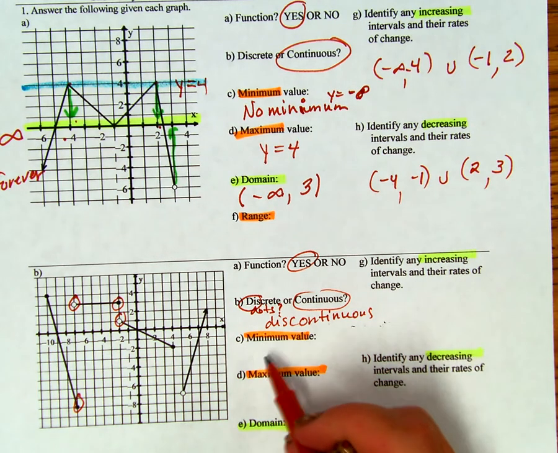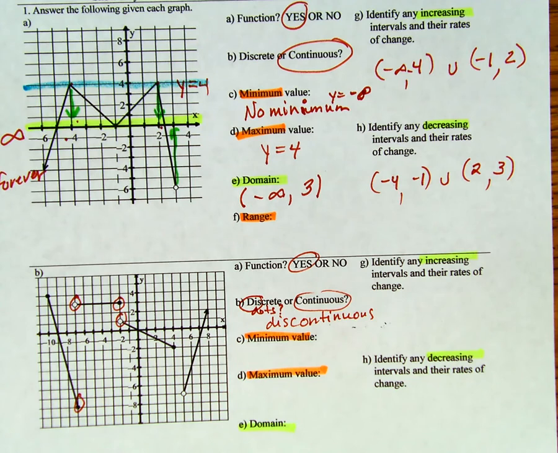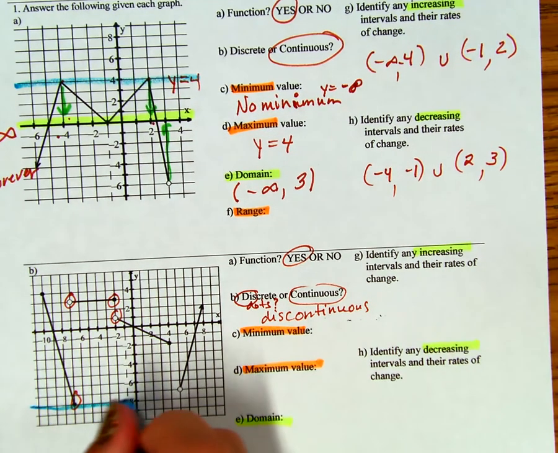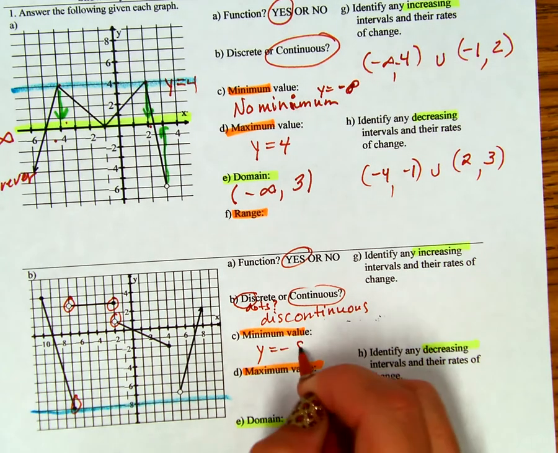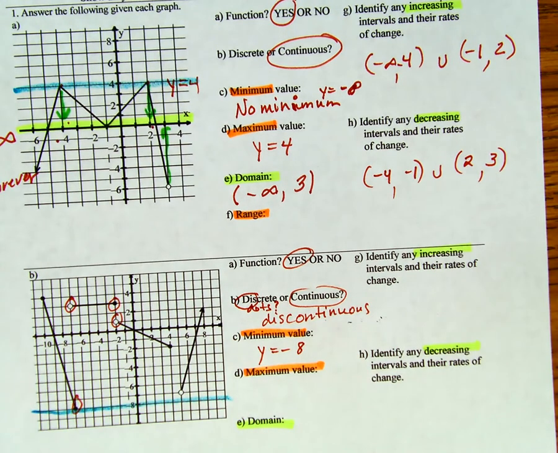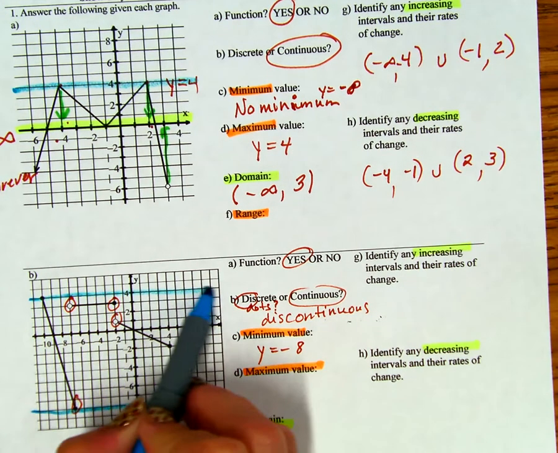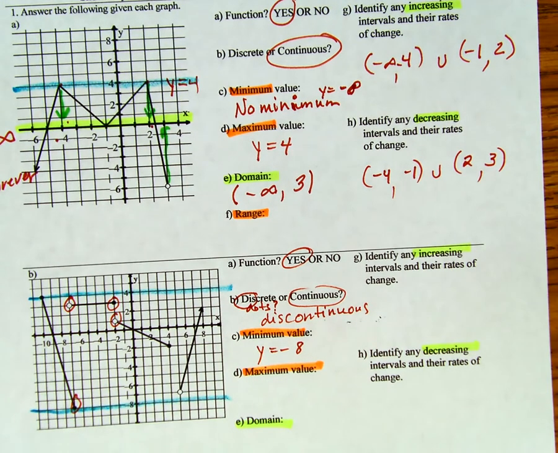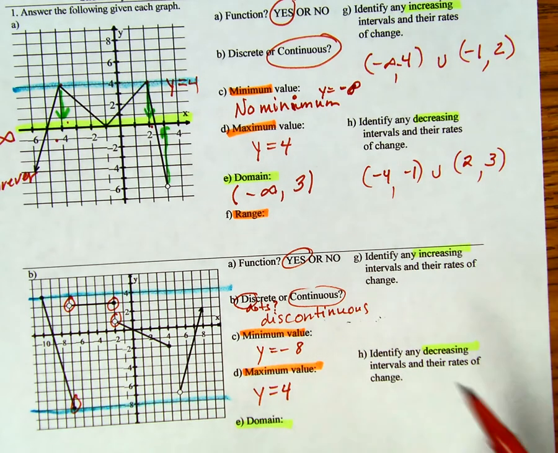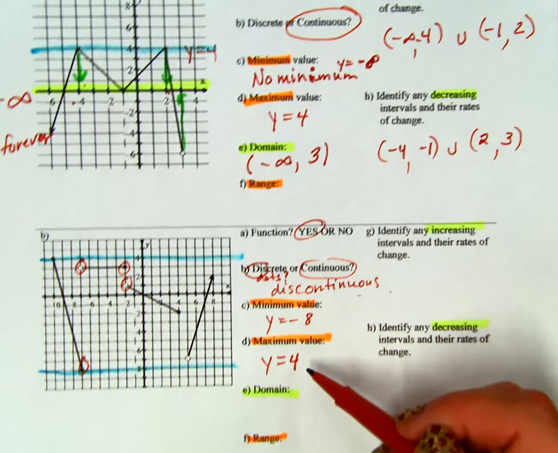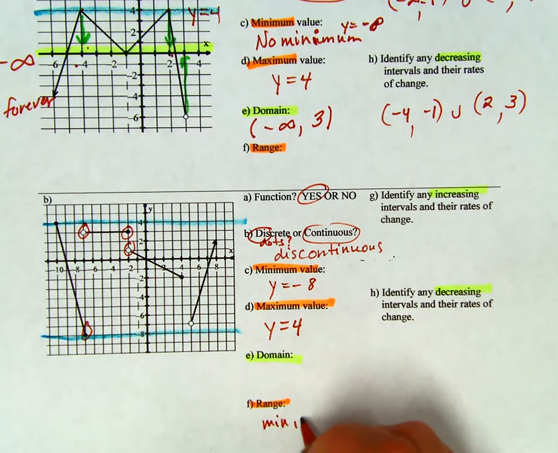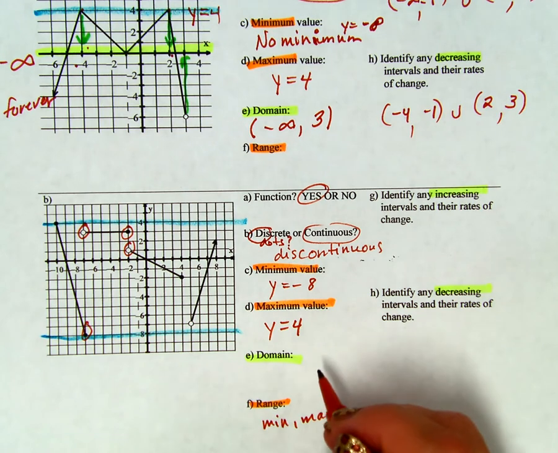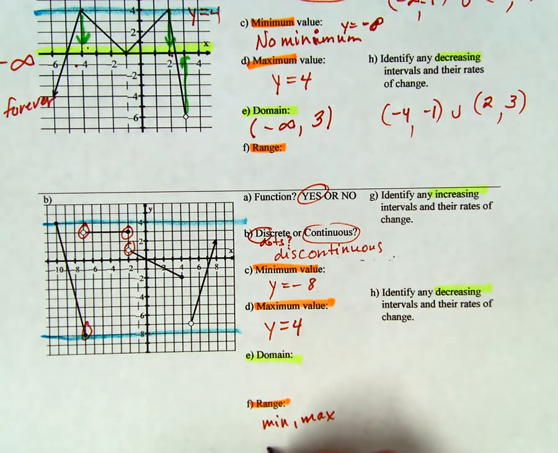What's the minimum of this graph? The lowest point? In this case, it is y equals -8. What's the maximum of this graph? The boundary line of that highest point. It's y equals 4. If you get the minimum and the maximum first, when you go to do the range, it's so easy because the range is literally the min to the max of your graph. So let's write in that range from -8 to 4.